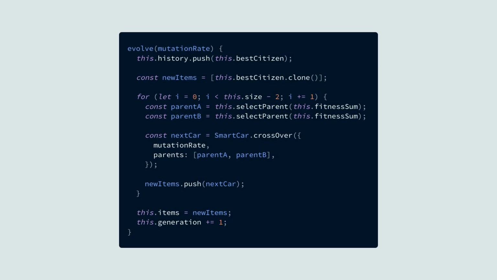Next thing to do will be to evolve the generation based on the process we have described earlier in this video. We first apply the elitism to carry the fittest car to the next generation. We then select two random parents and apply a crossover to generate a new car. At the end of the loop, we increment the generation index and we replace the current items with the new ones, and we're ready to train our next generation.